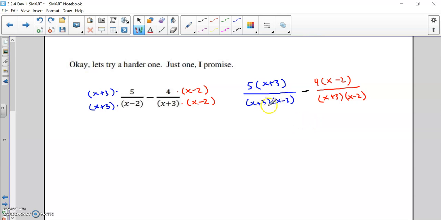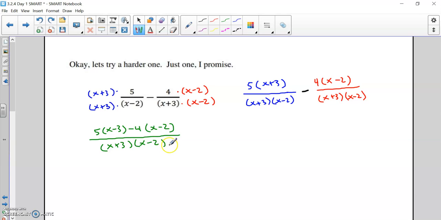Alright, so now that we have achieved our common denominators, just like with addition, we can go ahead and put this all into one fraction and subtract the tops, the numerators. So now we have 5 times x minus 3 minus 4 times x minus 2. All I did was put these together and include the subtraction. And on the bottom, we just need one of the denominators.